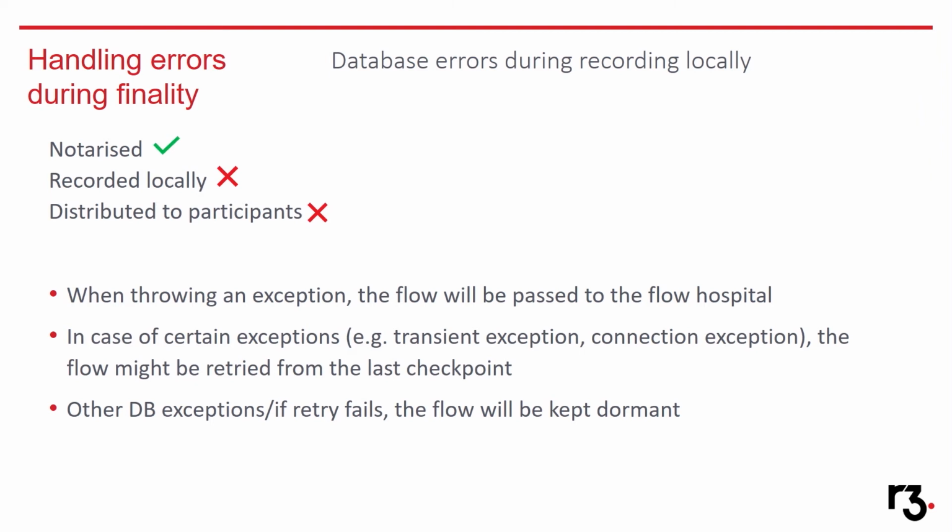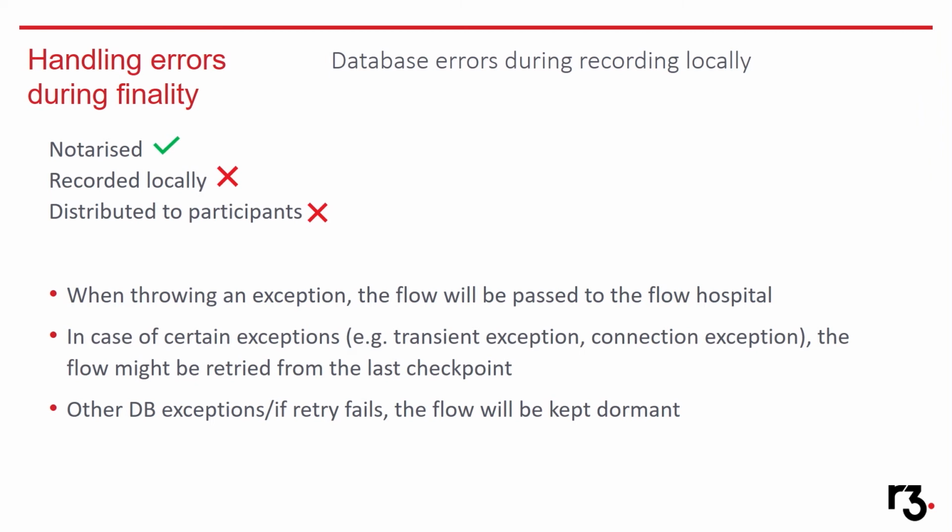i.e. it goes back to the last checkpoint and tries to rerun from this point and see if it works this time, which can be helpful if you get something like a deadlock error in the database, for example, where a retry will just fix it, because probably the page that was locked is now unlocked and you can just go ahead. That might fail, or we might have an exception where retrying doesn't help, in which case we will keep the flow dormant.